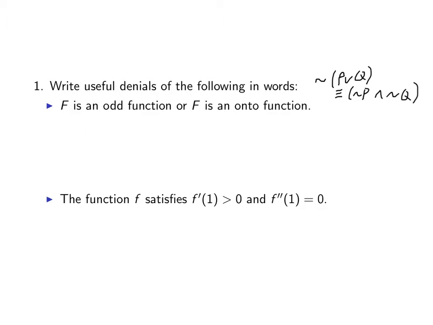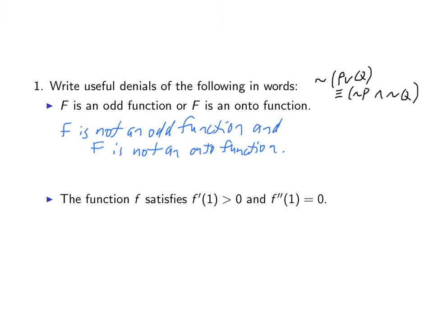Alright, so in this case, P is F is an odd function, so not P is that F is not an odd function, and not Q is that F is not an onto function. So the useful denial should read: F is not an odd function and F is not an onto function.